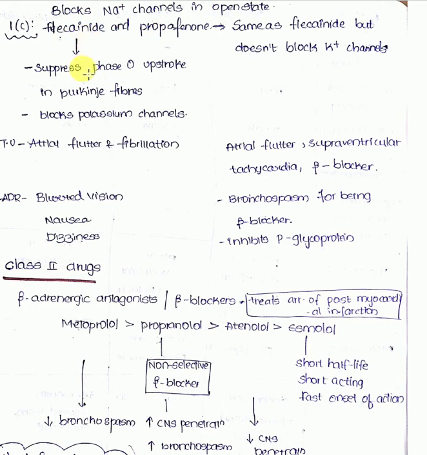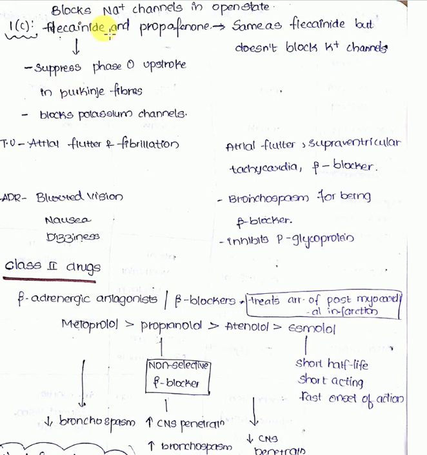Flecainide has the actions like it suppresses phase 0 upstroke in Purkinje fibers, as there is fastest depolarization in case of phase 0. This was suppressed by flecainide only in Purkinje fibers, not in the SA node and AV node. And flecainide also shows potassium channel blocking, that is it also acts on phase 3, whereas propafenone is similar to flecainide, that is it suppresses phase 0 upstroke in Purkinje fibers, but it lacks potassium channel blocking action, whereas flecainide has potassium channel blocking action.